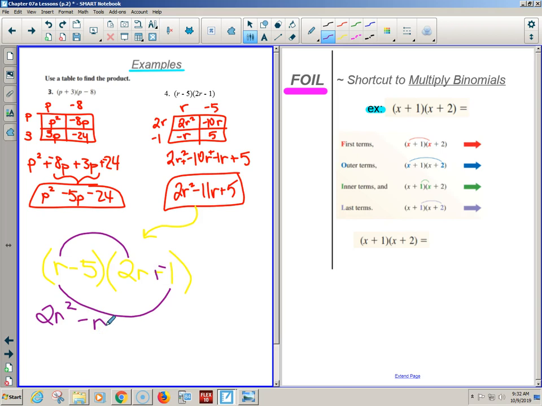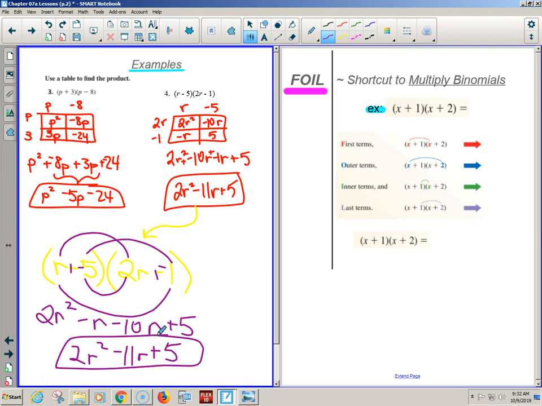Over, under. Okay. That minus is adding a negative. Negative 5 and 2 is negative 10r over. Negative times a negative is a positive. And you get the exact same answer. So the question is, do you like the table? Does it make sense? If so, use the table.